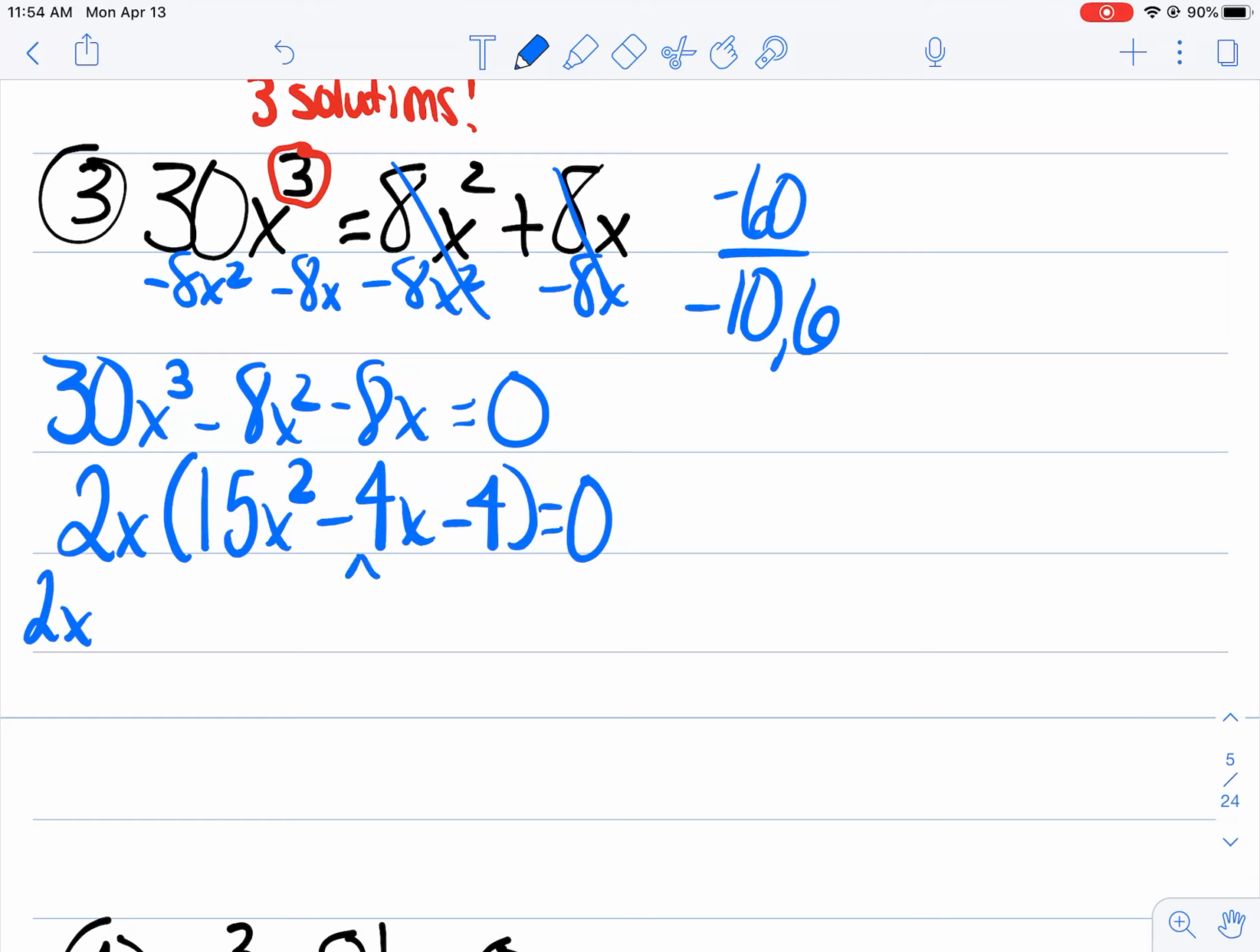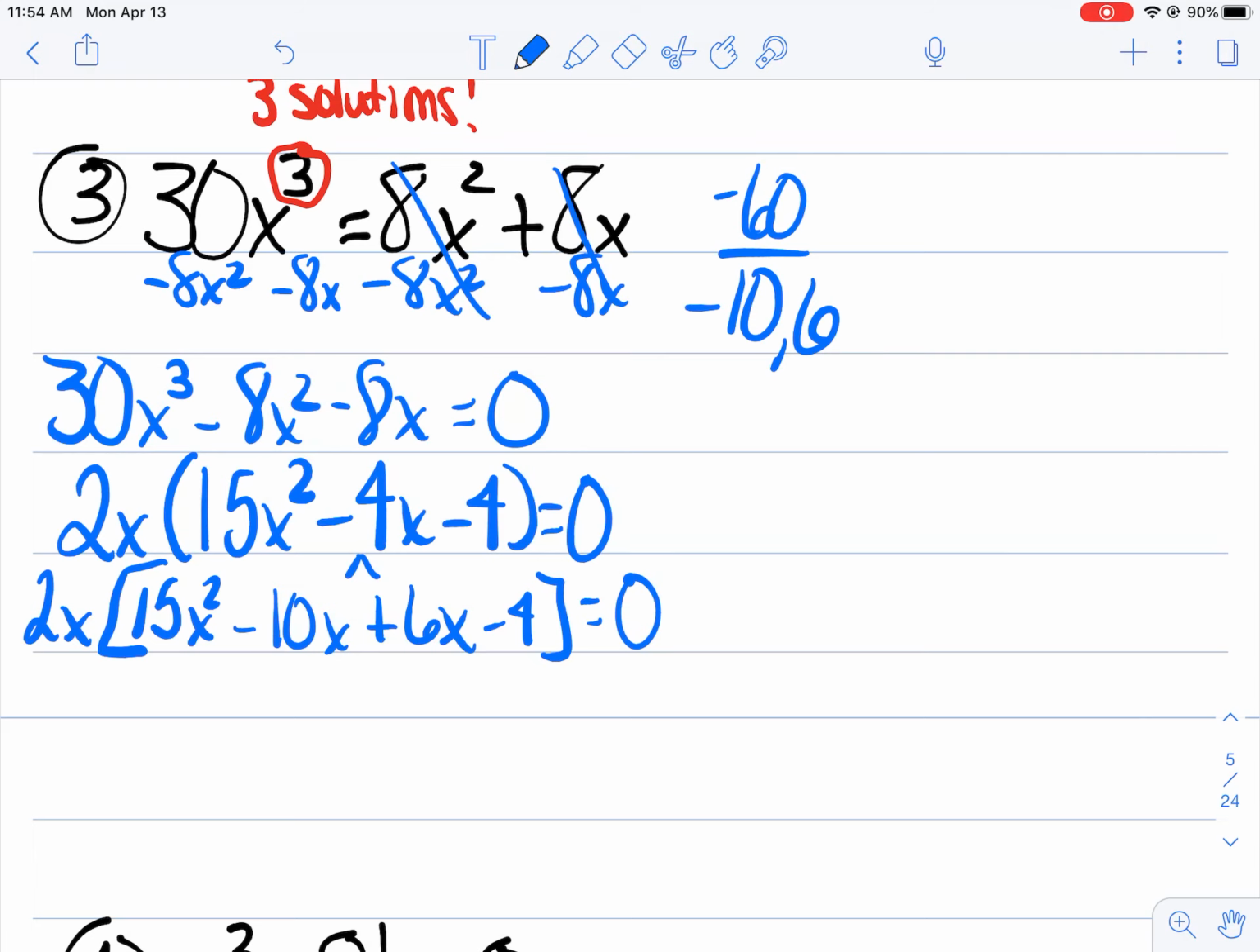So we're going to split up the middle term. Okay? So 15x squared minus 10x plus 6x minus 4 equals 0. Now I need to change this to a bracket. There we go. All right, now we're going to factor this by grouping. Okay, so we can do the grouping here. So I have 2x bracket. GCF for group number 1 is a 5x. Left over, I have 3x minus 2.